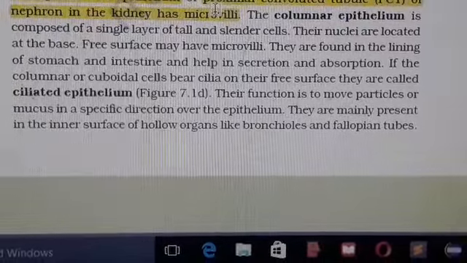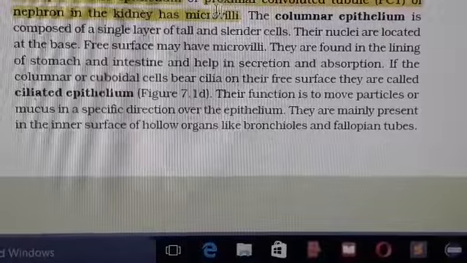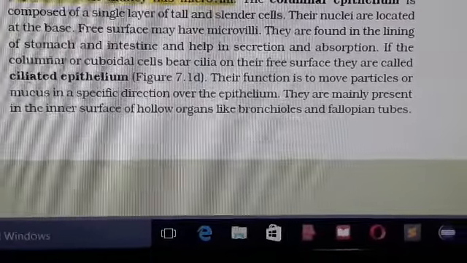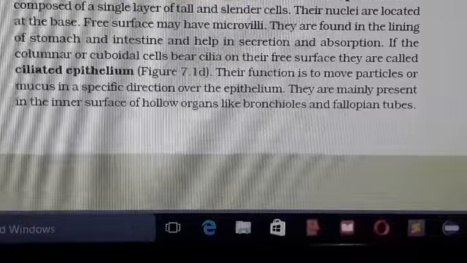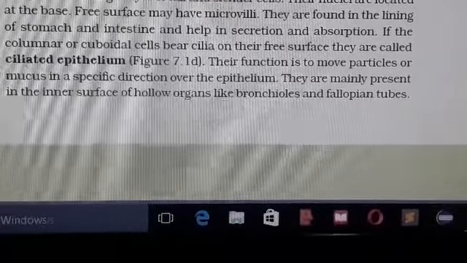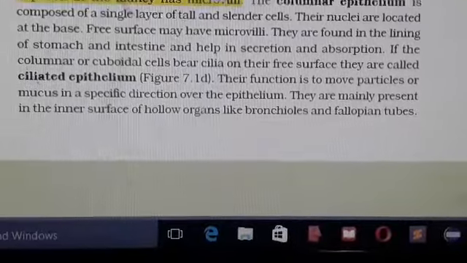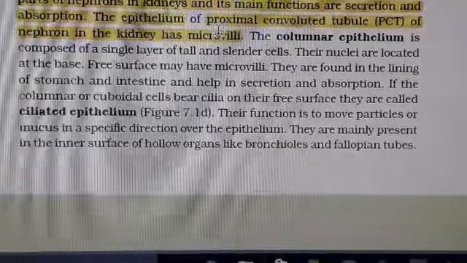They are mainly present on the inner surface of hollow organs like bronchioles. Bronchioles are present in the lungs. They are the narrow tubes of the lungs, you can say. And the fallopian tube. In the fallopian tube. Okay, so underline.